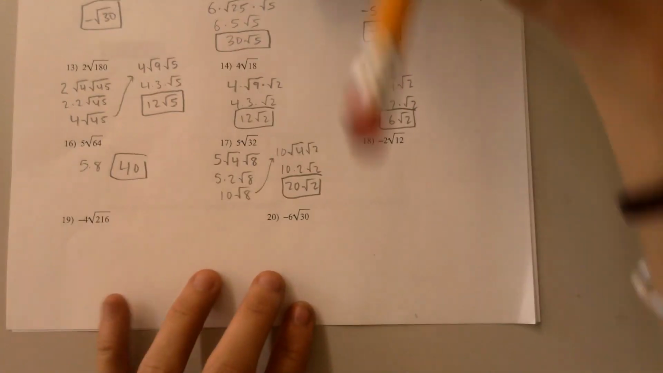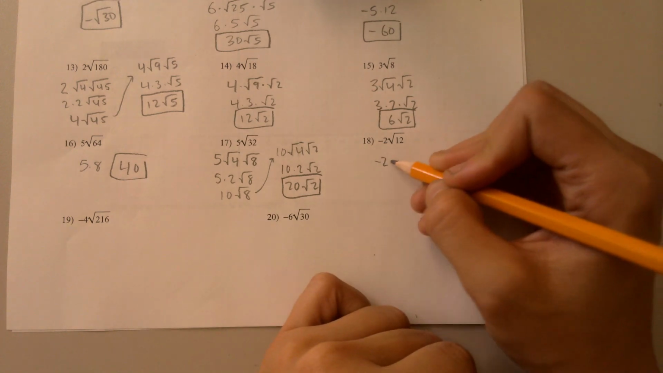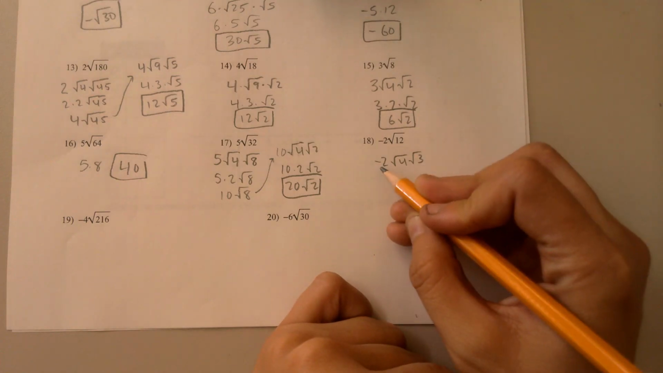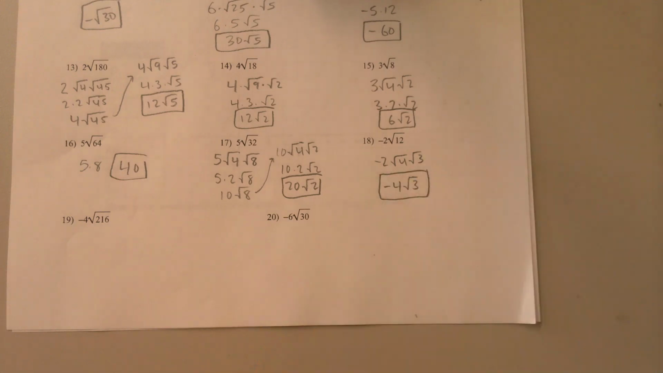Alright, let me do the rest of these even quicker. So this is root 4. Negative 2 root 4 root 3. I already know in my head that's 2. In my head I'm going to multiply by negative 2. Negative 4 root 3. So here I skipped another step to make it even quicker.